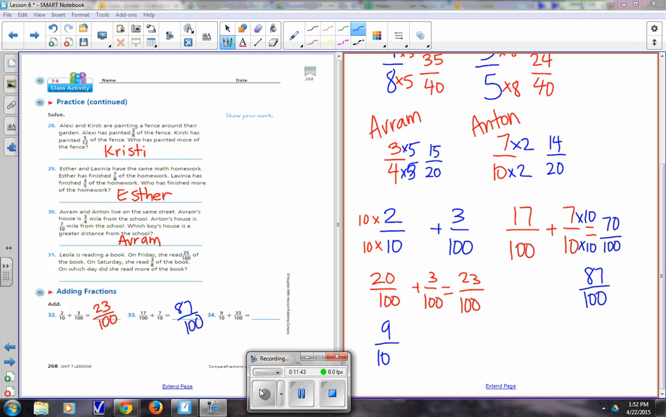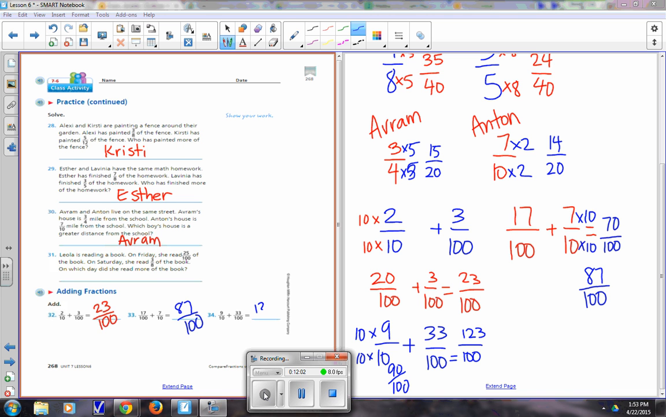Nine tenths plus 33/100, times 10, times 10 is 90/100, which equals 123/100. But what is wrong with that fraction? It's a little improper. So how many 100s fit into 123? 1 with 23/100 remaining. This will get easier the more we do it.